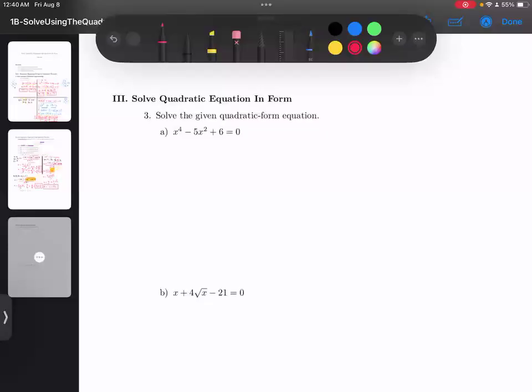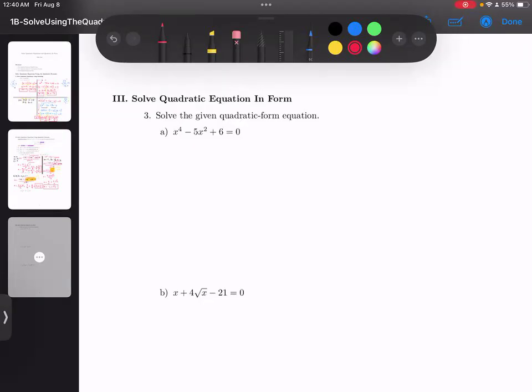All right, solve quadratic equations in quadratic form. It's not really a quadratic equation, but we can manipulate it into a quadratic equation and then use either factoring or the quadratic formula. For example, I have x to the 4 minus 5x squared plus 6. It's definitely not quadratic, right? It's quartic, the 4th power. But I can write it like this.